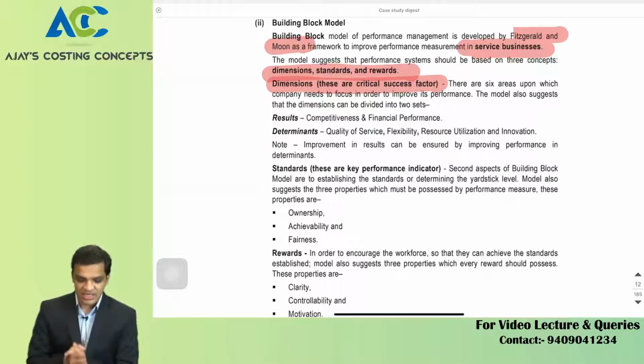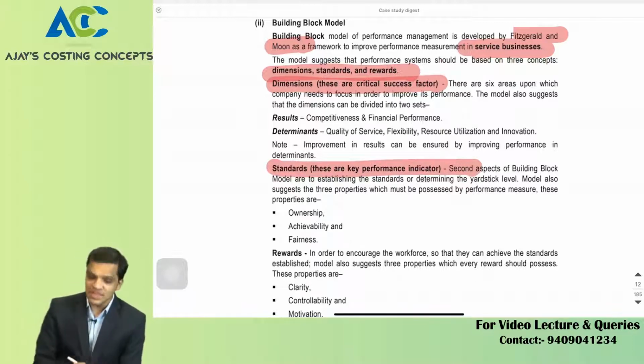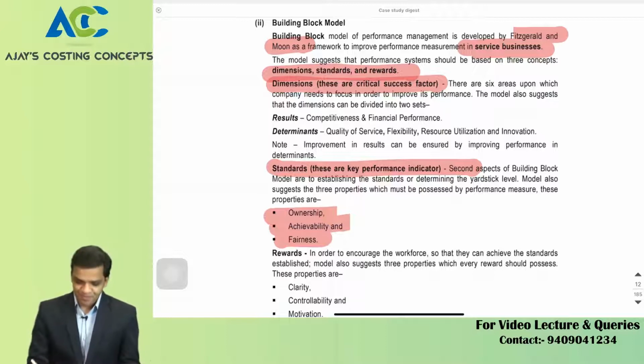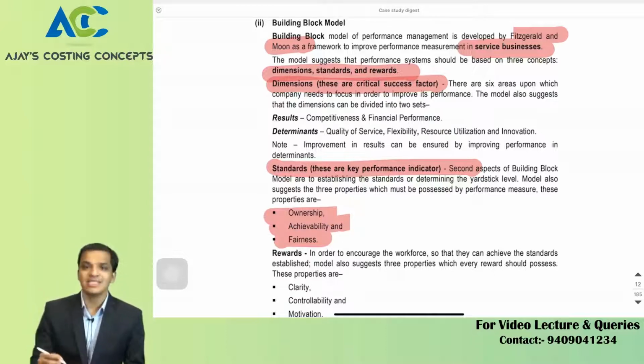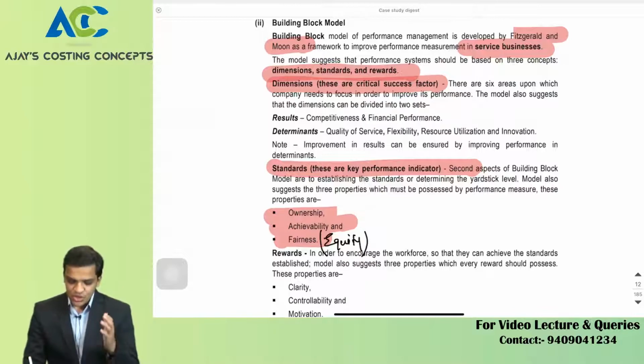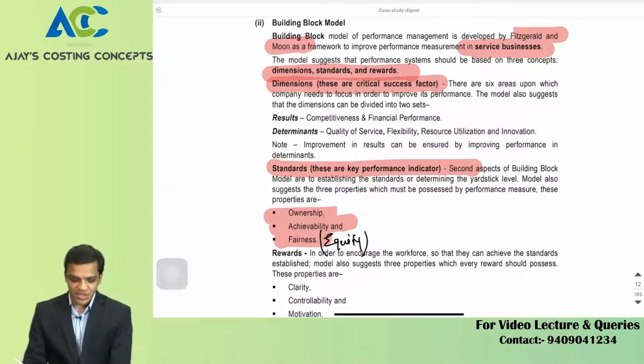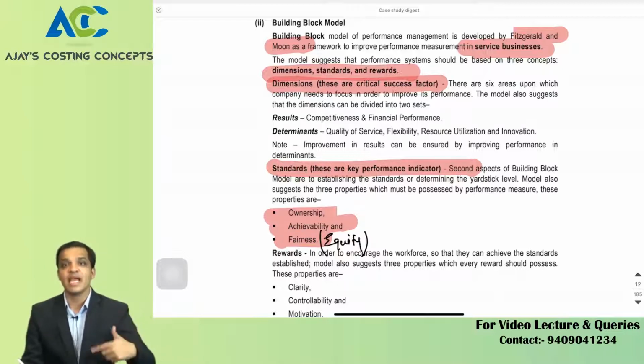And those results, those standards, are then the key performance indicators. And what are the key performance indicators? It talks about ownership, achievability and fairness, also known as equity, right? Equity means treating everybody on an equal basis, right? So the second aspect of the building block model is to establish the standards, to determine the yardstick level. The model also has three properties which must be possessed by a performance measure. These properties are ownership, achievability and equity.